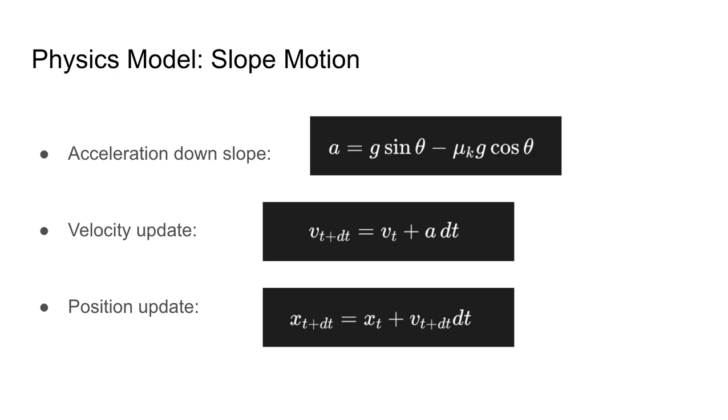The motion on the slope is computed using the standard Euler method. The downward acceleration is gravity minus friction. This already shows that friction reduces the final speed significantly.